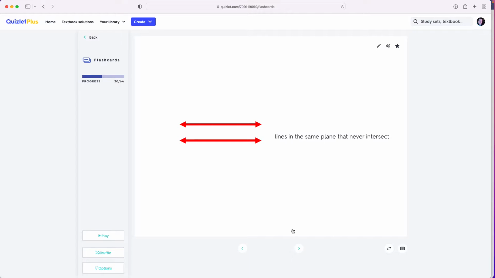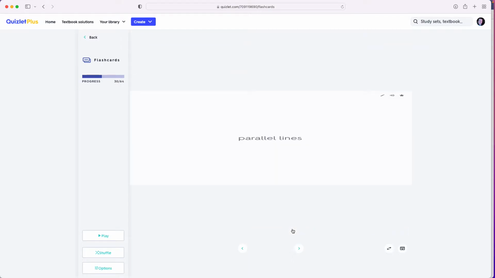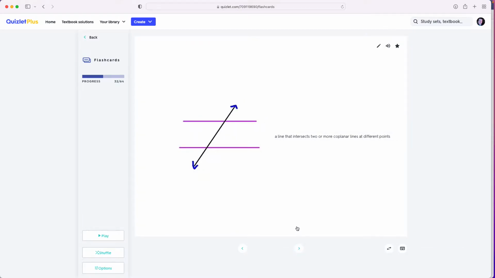Lines in the same plane that never intersect and are also exactly the same distance apart every place that you would measure them are parallel lines. Lines that intersect to form right angles are perpendicular lines. A line that intersects 2 or more coplanar lines at different points is called a transversal.